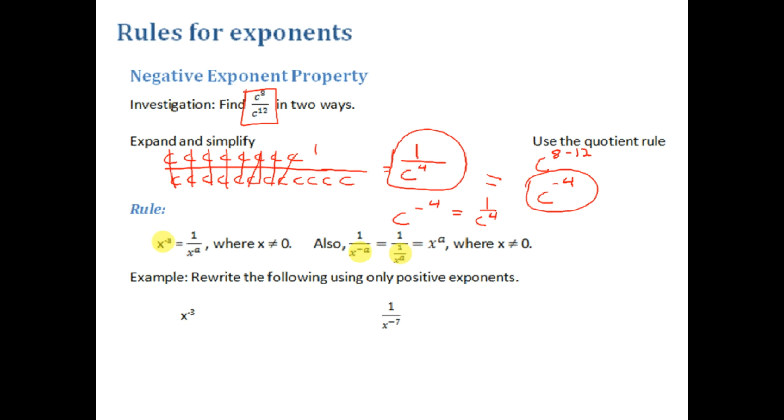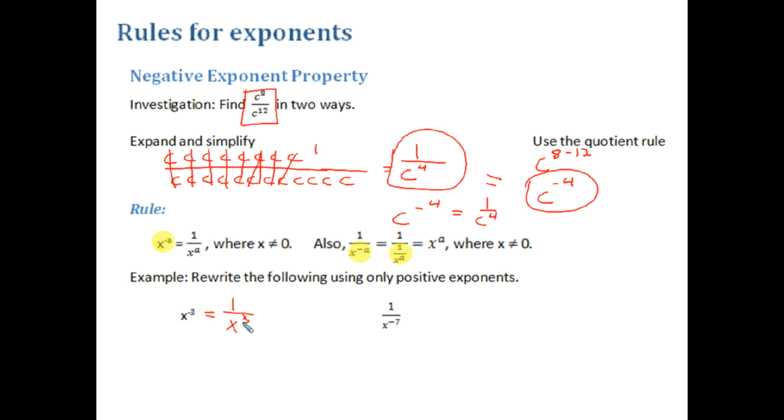And so two examples here just to illustrate both parts of that rule. x to the negative 3, well, that's a negative exponent, so we can write 1 over, because now that's going to be in the denominator, and we can put a positive 3 there.